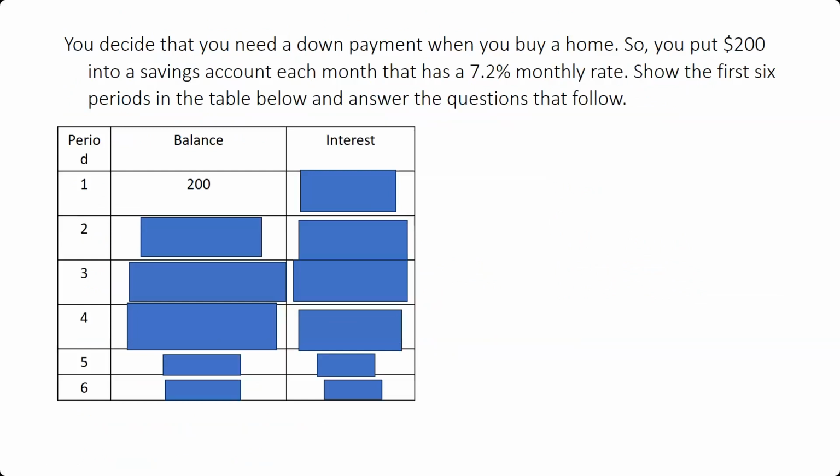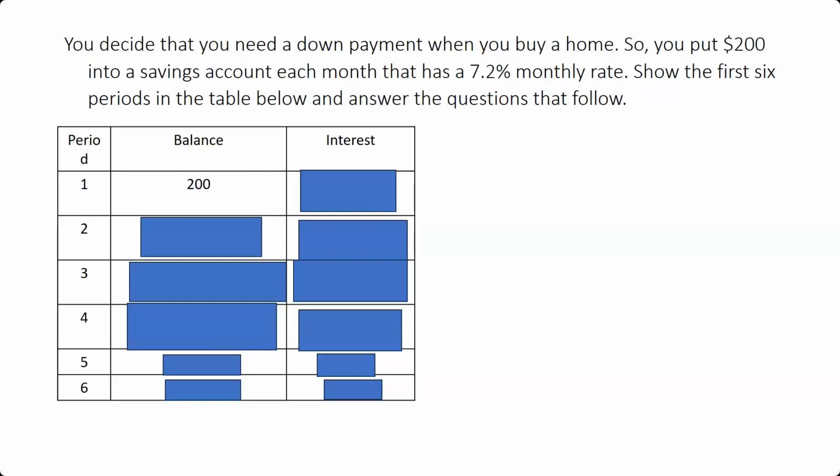So you decide that you need a down payment when you buy a home. So you want to put $200 into a savings account each month that has a 7.2% monthly rate. Show the first 6 periods in the table below and answer the questions there.